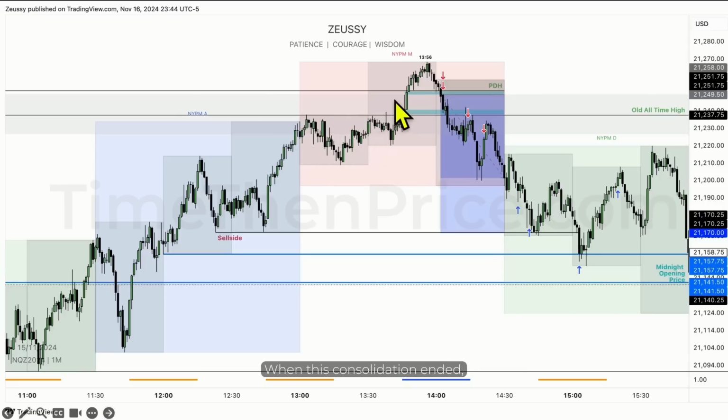When this consolidation ended, we saw one more impulse leg towards the upside taking place, where the market repriced higher quickly and we saw these imbalances get created. Notice that this second imbalance forms whilst we're repricing above that previous daily high. The market trades above the previous daily high and at 1:56 p.m. we see it eventually roll over. We see it form the high of the day and it begins to displace towards the downside.